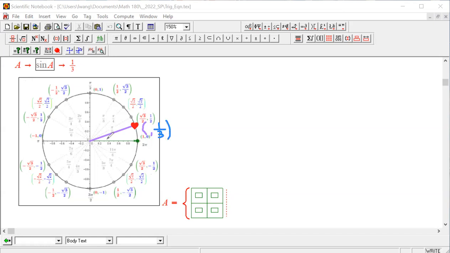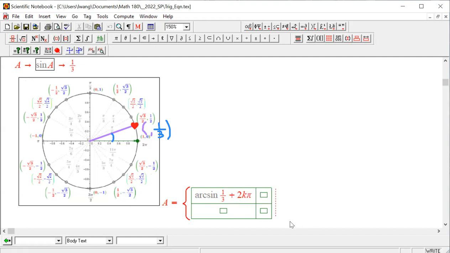From this blue number, we can identify this angle. This angle is going to be arc sine of 1/3. You can call it theta if you want, plus 2k pi, so all the solutions that end up on this terminal will be represented. And the next angle, remember we have another terminal, which is just over here.